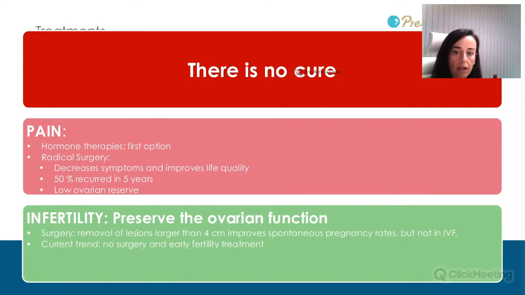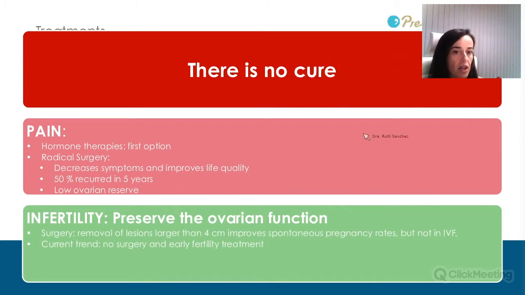Okay, it has moved the letters. Okay. What about the treatments? First of all, we have to inform the patient that endometriosis has no cure. As I said before, it is a chronic disease that has no cure. It improves in the menopause, but during the fertile age, we have no cure for it.